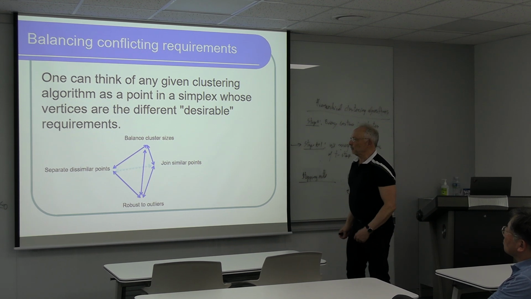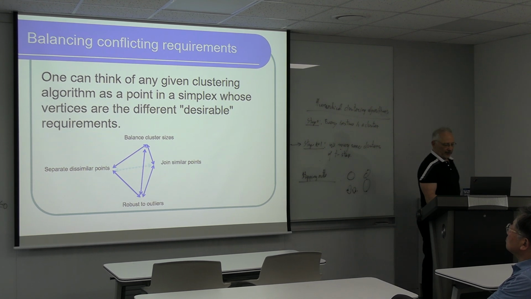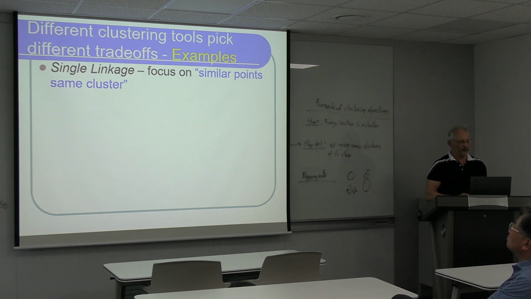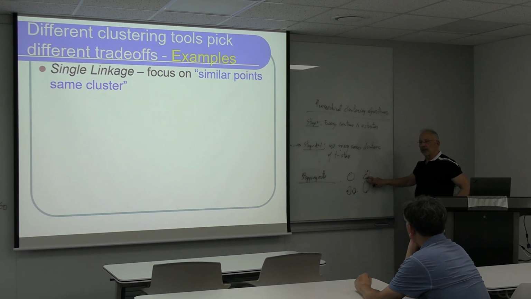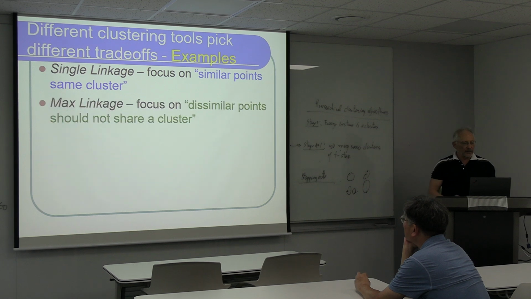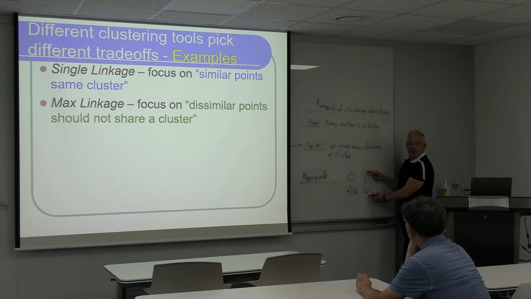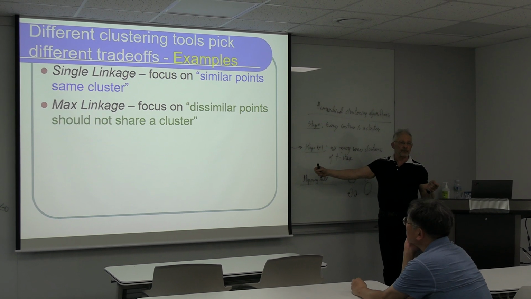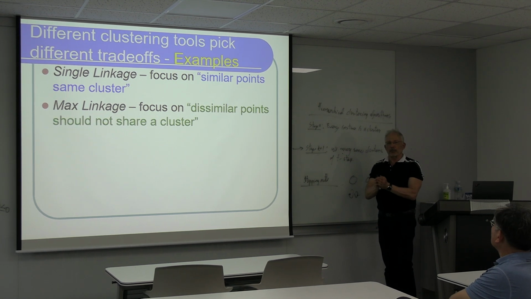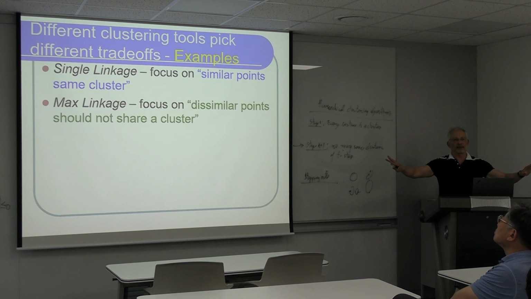And you can think, okay, I came up with a very artificial example. But it's not just artificial examples. Here are some real examples. Single linkage makes sure that similar points will be together, because single linkage each time merges two clusters if they have similar points between them. And max linkage, you see, will never merge two clusters if their furthest points are far. So max linkage makes sure that far points will never end up together. Single linkage emphasizes similar points should be together. Max linkage emphasizes never put different points in the same cluster.